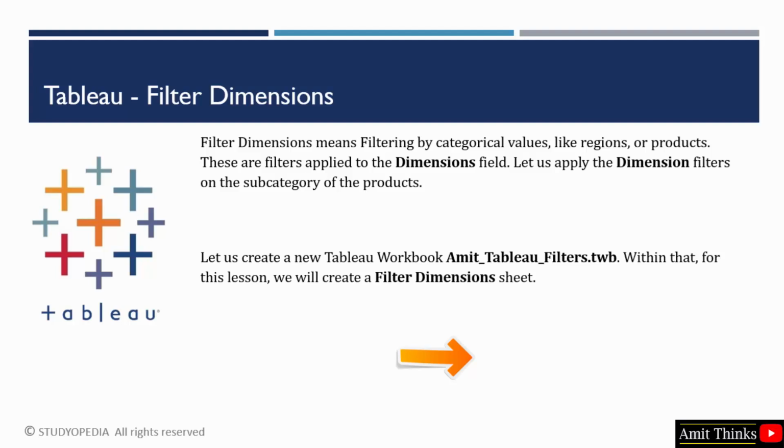Now we will see an example and implement filters in Tableau. We will apply the dimension filters on the subcategory of the products in our sample superstore data. First, we will create a new Tableau workbook, that is a new project, and give it the name Amit_Tableau_filters. Within that, we will create our first sheet and name it filter dimensions. So let us start.